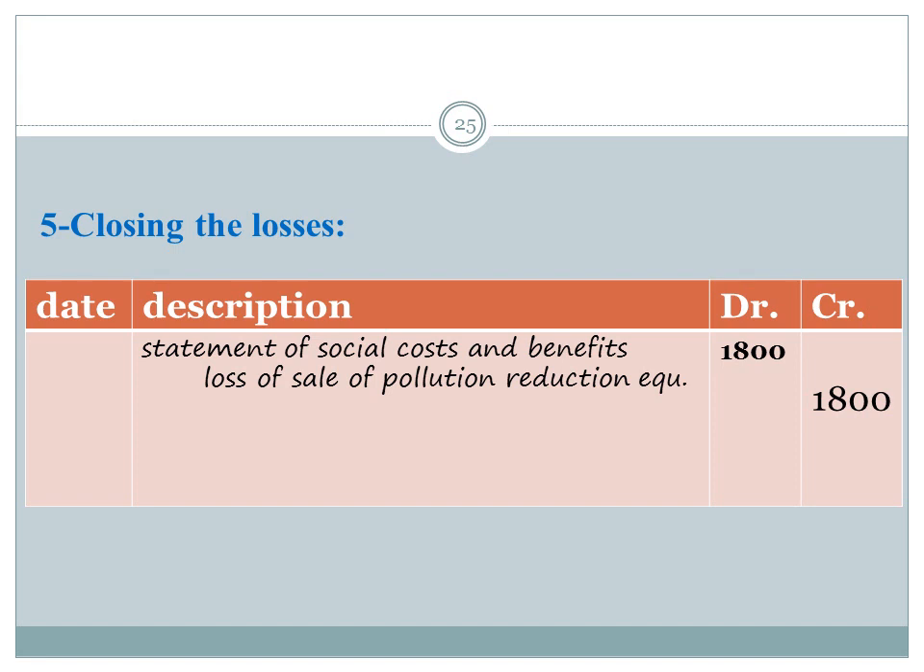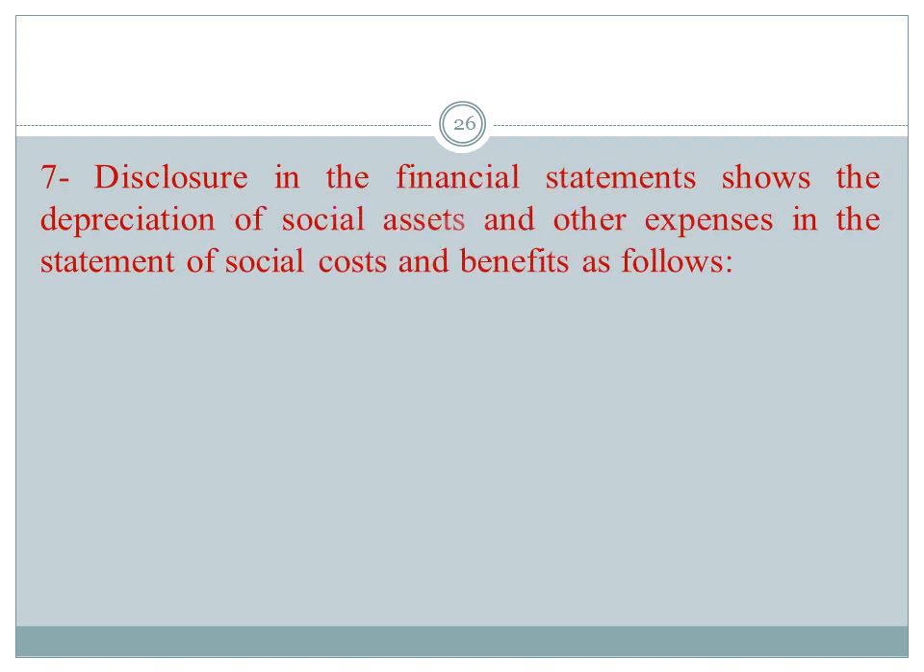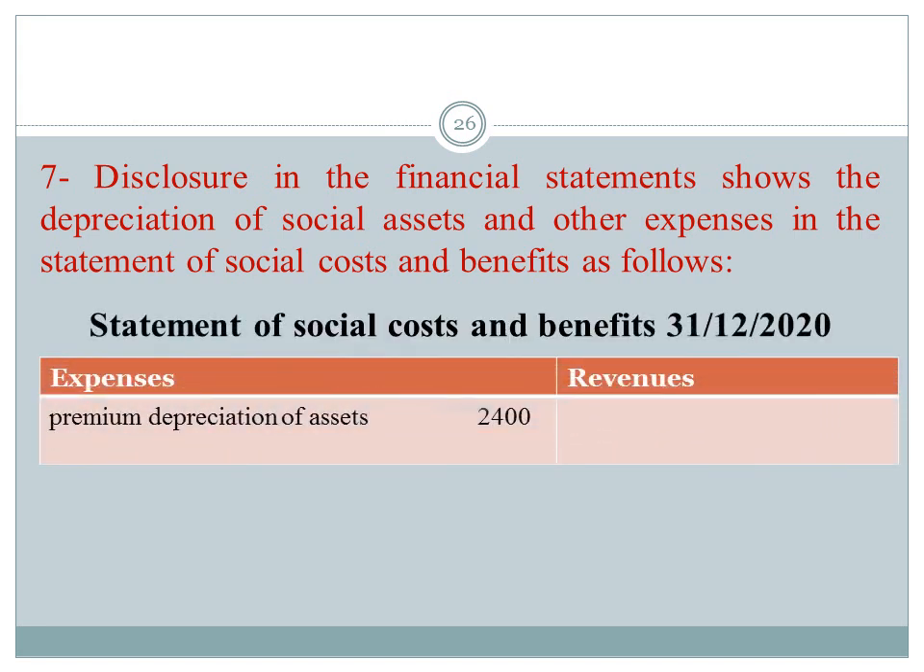Closing the losses. In the first stage, losses are in the debit side, so when we close losses, it will be in the credit side. Debit side will be statement of social costs and benefits. Credit side, loss of sale of pollution reduction equipment. Disclosure in the financial statements. The depreciation of social assets, as we explained in the case of gains, depreciation premium will be an expense. It will appear in the expenses of the statement of social costs and benefits at the end of the first year.